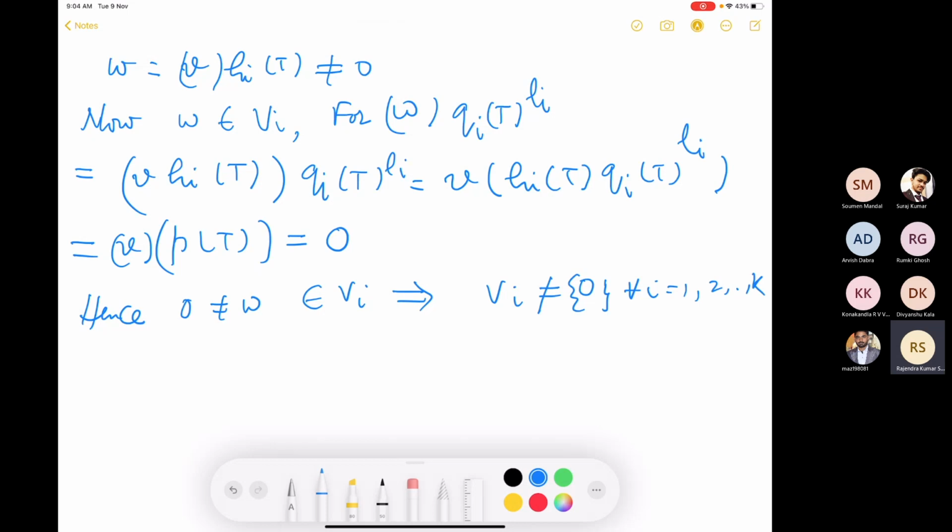Let me see what the time is now. Time is already over. Anyway, we shall take up this theorem tomorrow morning.